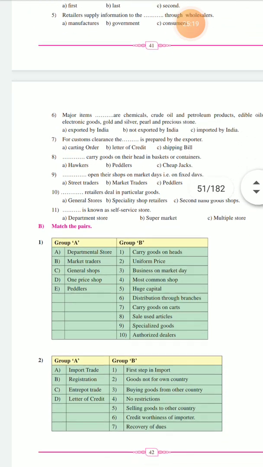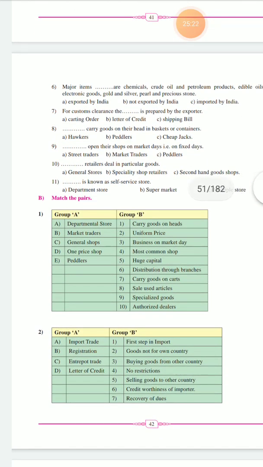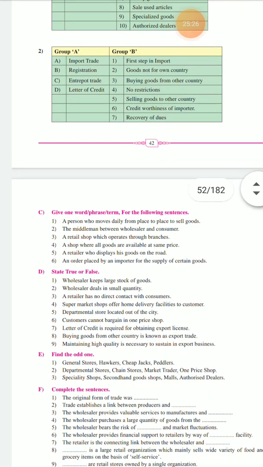Okay, then the second question is match the pairs. You have to match the pairs from group A with group B. Okay, then give the word, phrase or term from the following sentence. That means you have to write the answer of this, not what is, who is word, who is phrase, who is term, that is not correct. Now here see, the person who moves daily from one place to sell goods. Now these are what? Itinerant retailers. The answer is itinerant retailers. Okay, that answer you have to write.